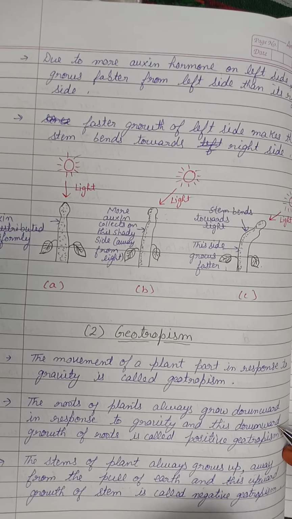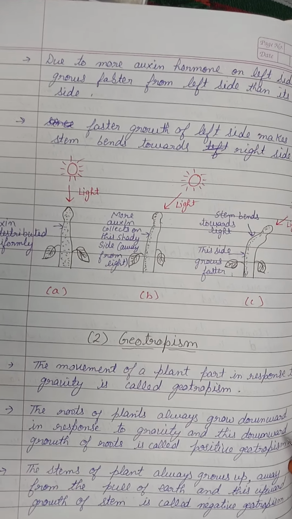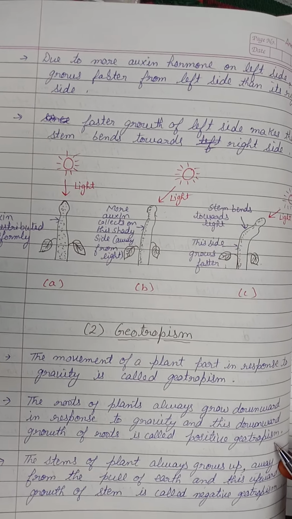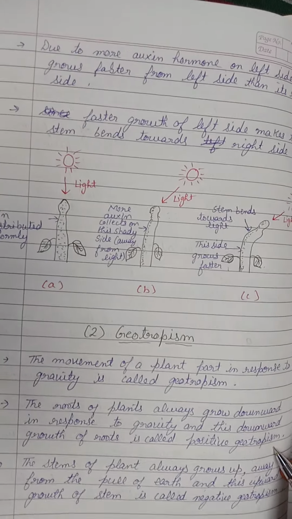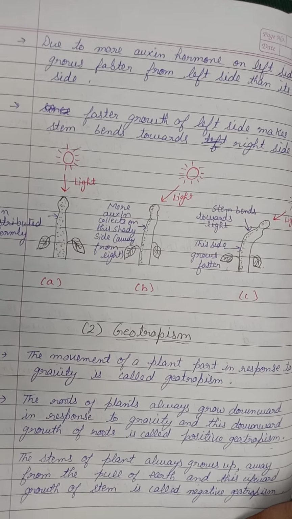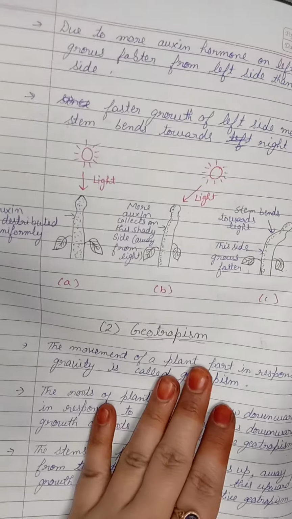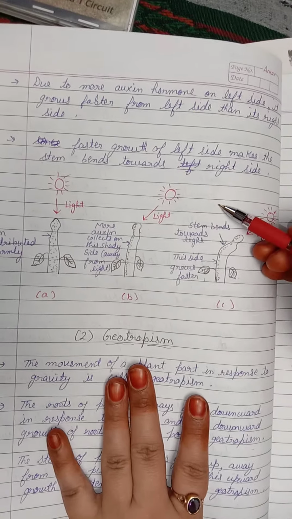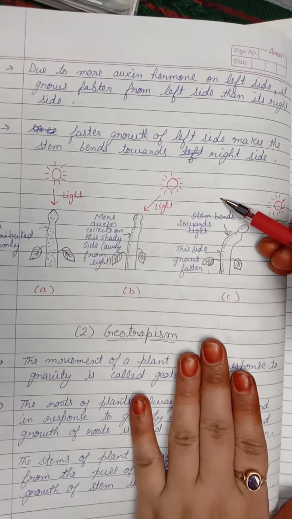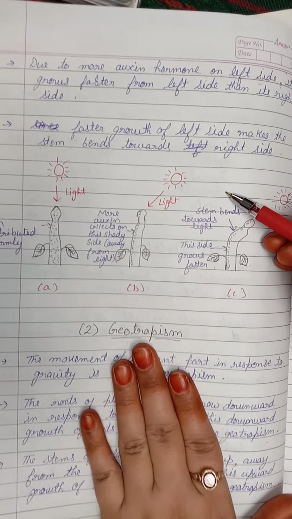You know that the roots move towards the gravity, so the roots are positively geotropic, and the stems move away from the gravity, so they are negatively geotropic. In the same way, here the stem is moving towards the light, so the stem is positively phototropic and negatively geotropic. Got it?